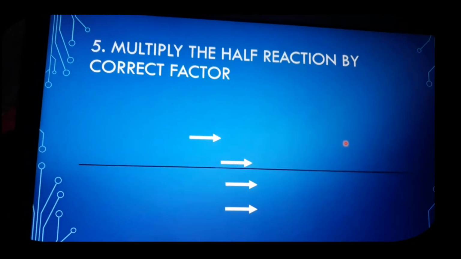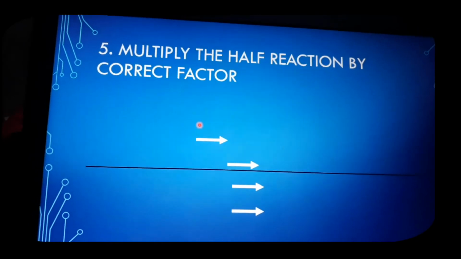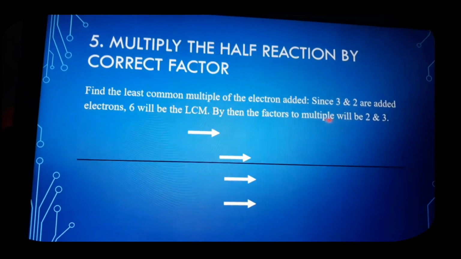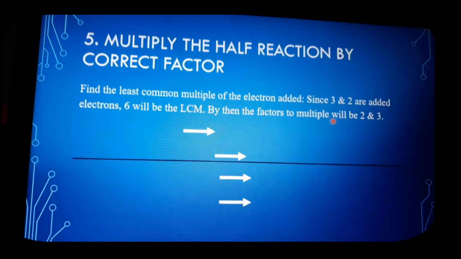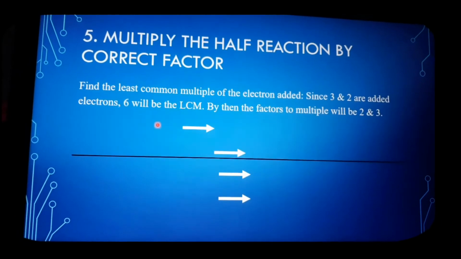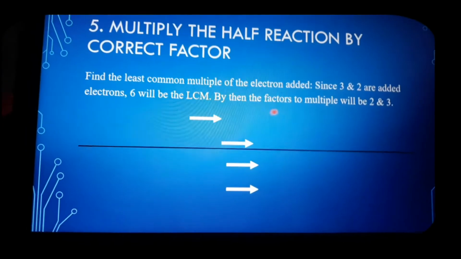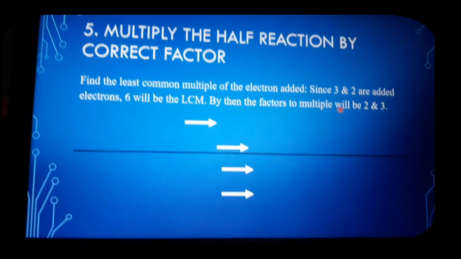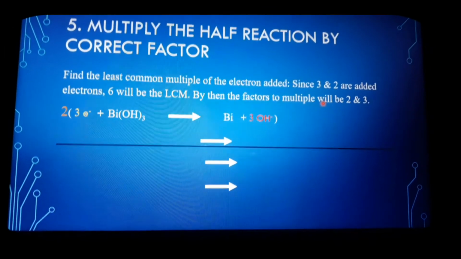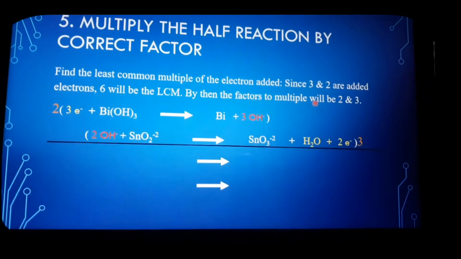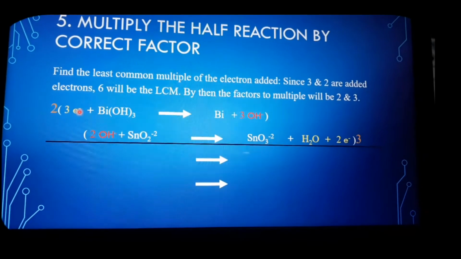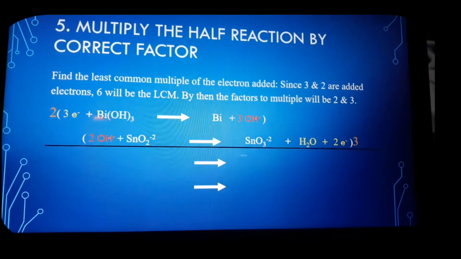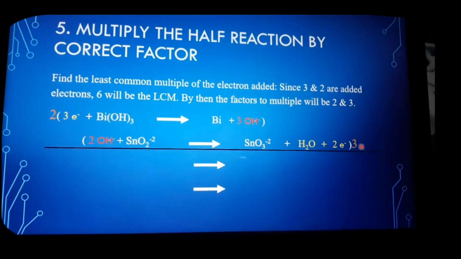Multiply the half reaction by the correct factor. So what shall we do then? Find the common multiple of the electrons added. Since we have 3 and 2 added electrons, 6 will be our LCM. By then, the factors to multiply will be 2 and 3. So let us look at this one. Since the LCM is 6, the upper equation will be multiplied by 2, while the lower equation will be multiplied by 3.